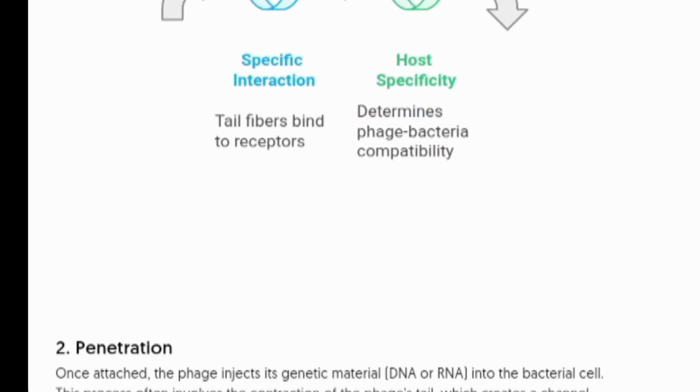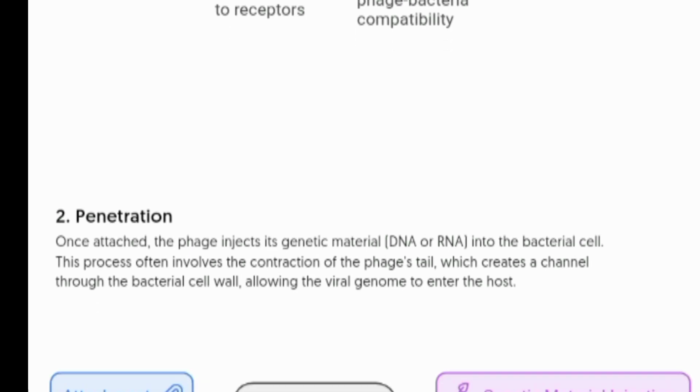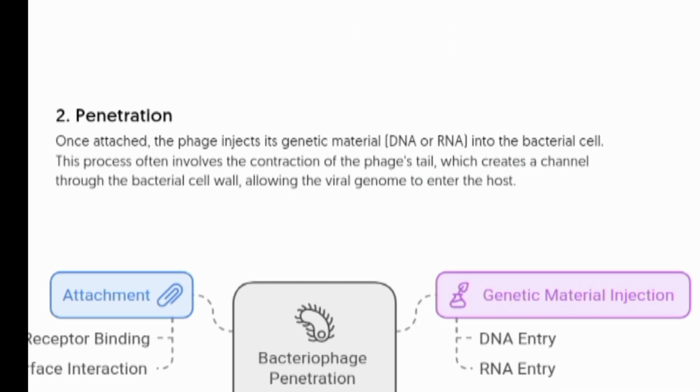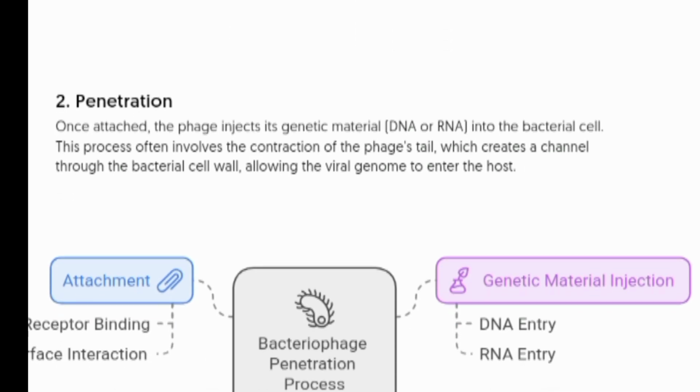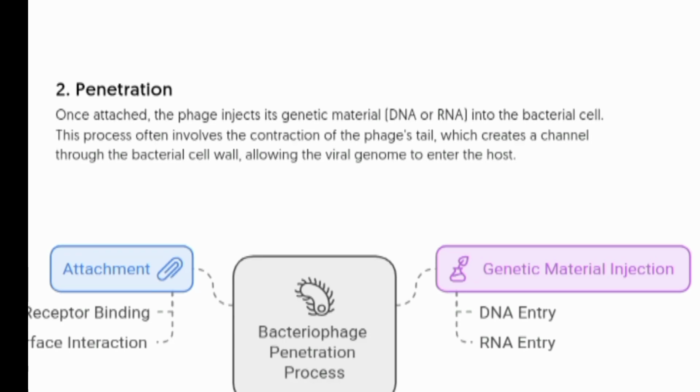Second is the penetration. Once attached, the phage injects its genetic material, DNA or RNA, into the bacterial cell. This process often involves the contraction of the phage's tail, which creates a channel through the bacterial cell wall, allowing the viral genome to enter the host.